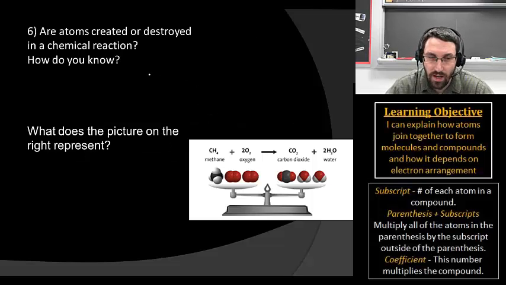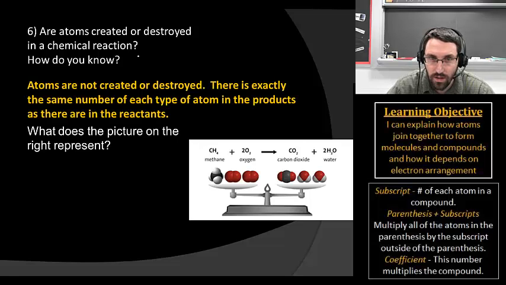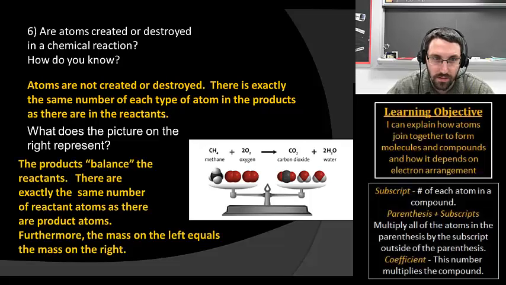So the question that we had on our packet was, are atoms created or destroyed in a reaction? And then how do you know? The answer is they are not created or destroyed. If there's exactly the same number of each type of atom in the products as there are in the reactants, that means we didn't gain or lose any atoms. The picture on the right is kind of showing that.